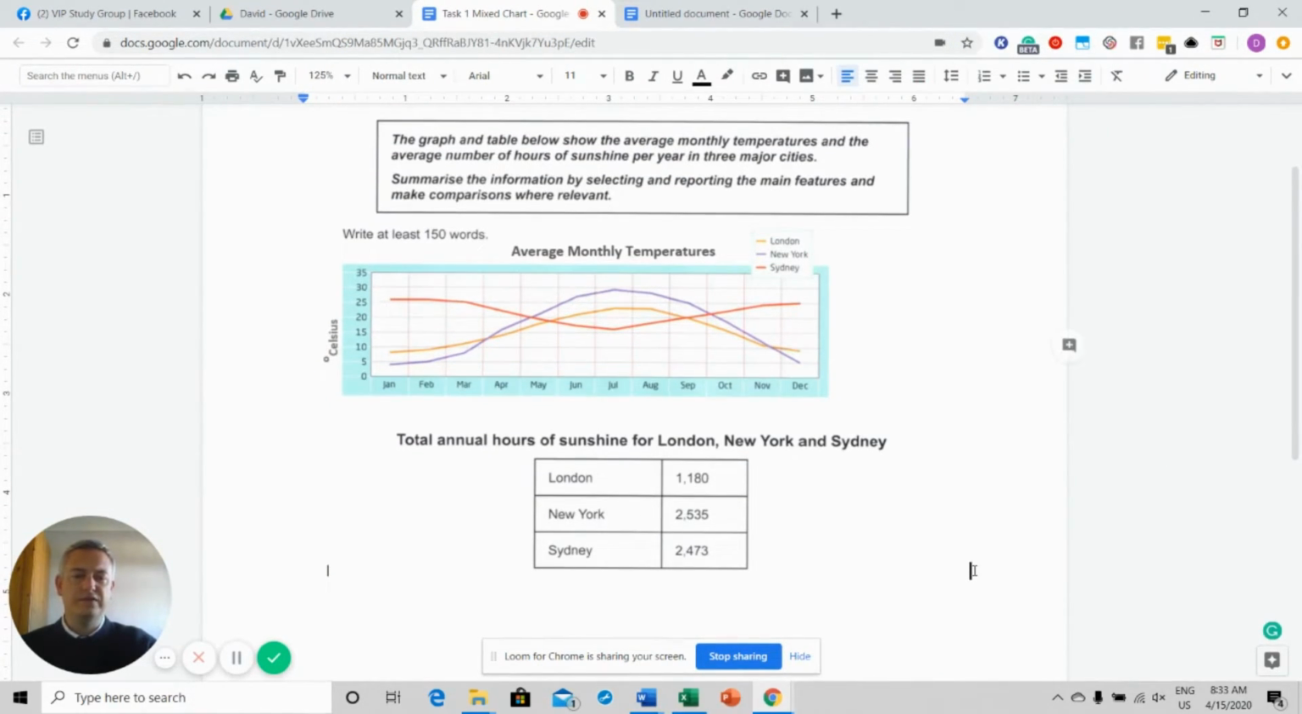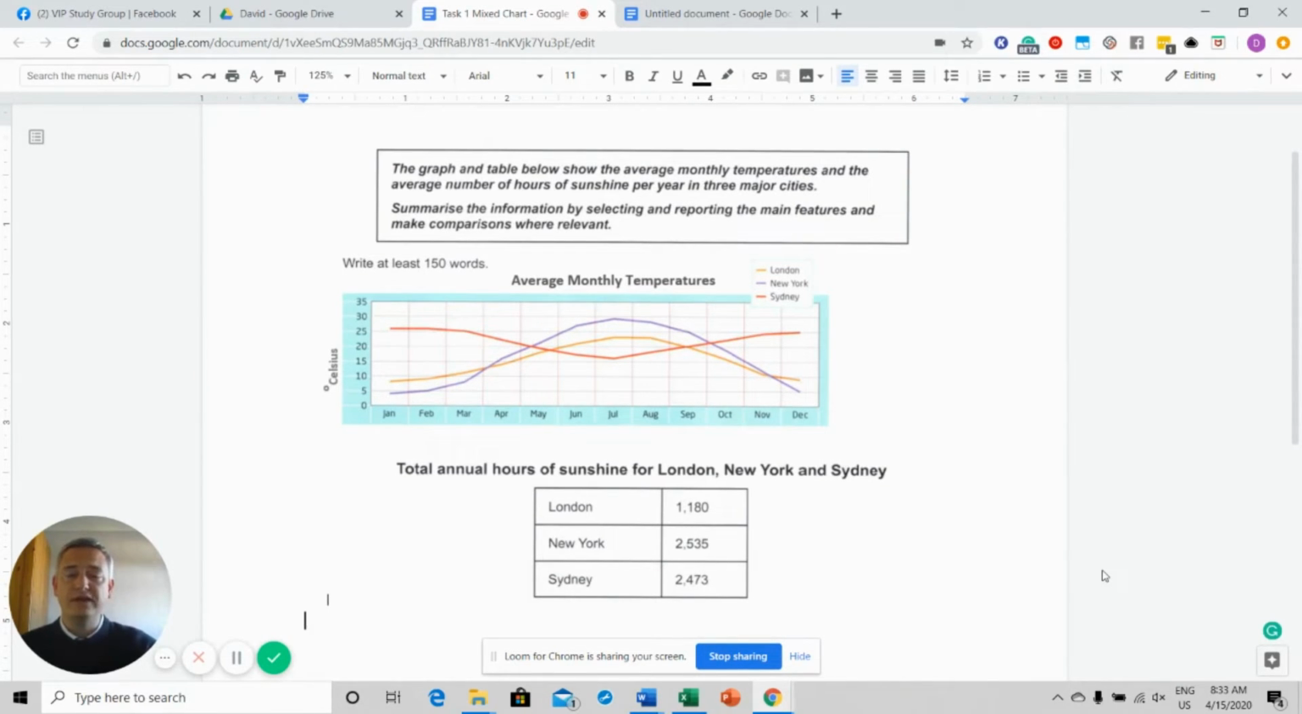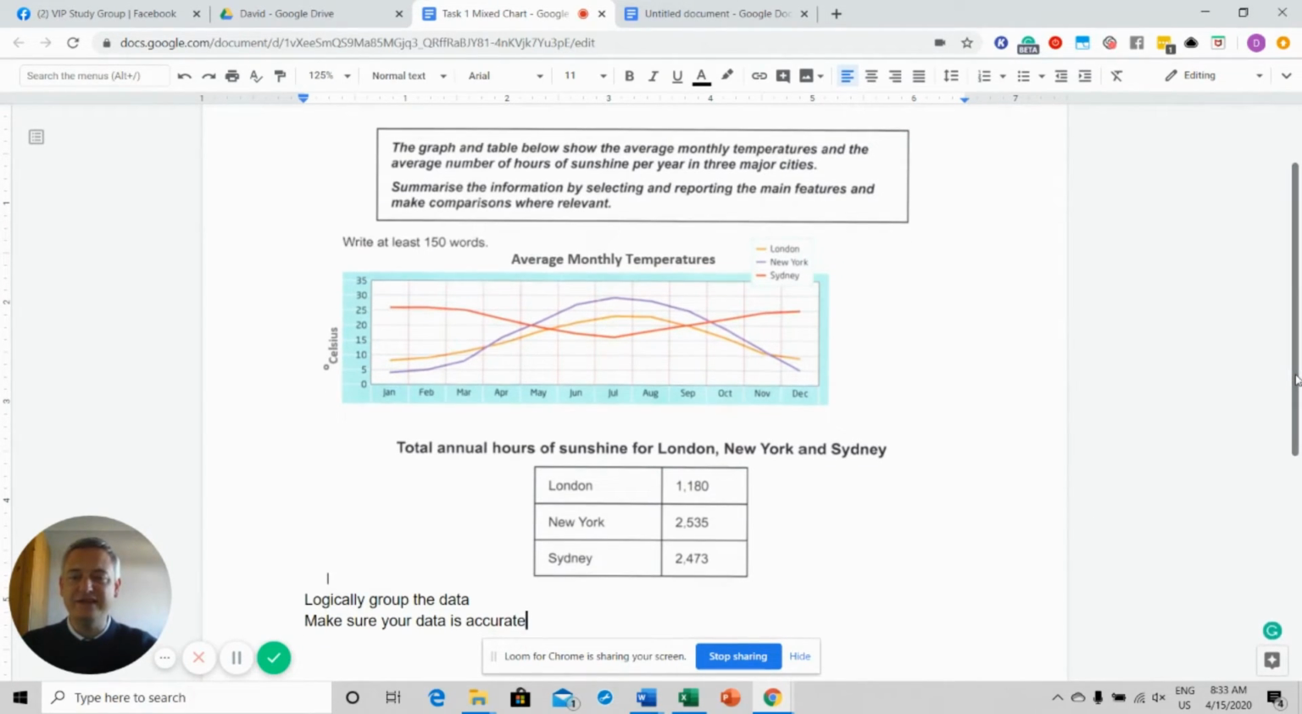All right, and some things for us to think about when writing the main body paragraphs. First, how will you logically group the data? So we need to have 2 main body paragraphs. How will you logically group the data? Make sure your data is accurate. This is one reason approximations are so important. If you have any inaccurate data, it's very, very difficult, if not impossible, to get higher than a band 6 in task response.